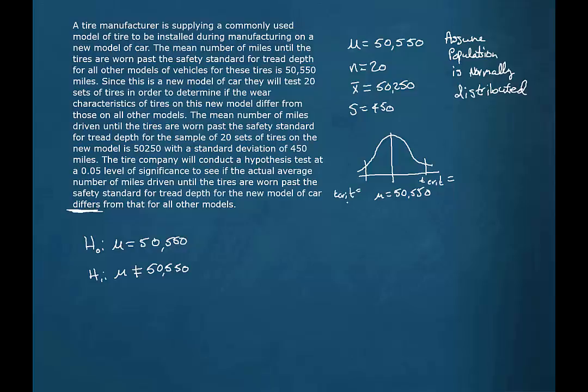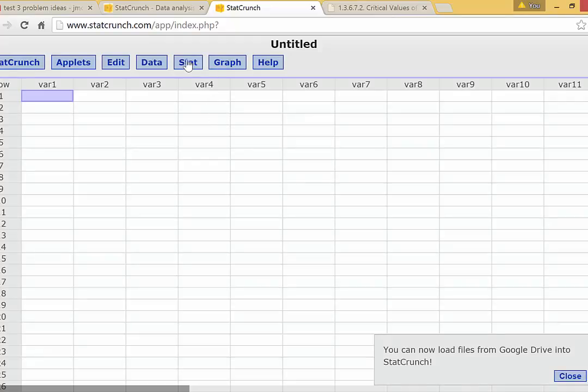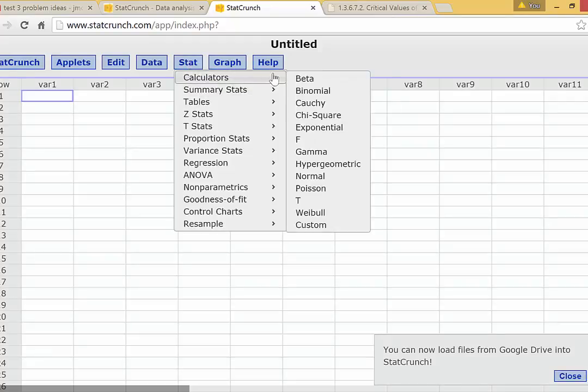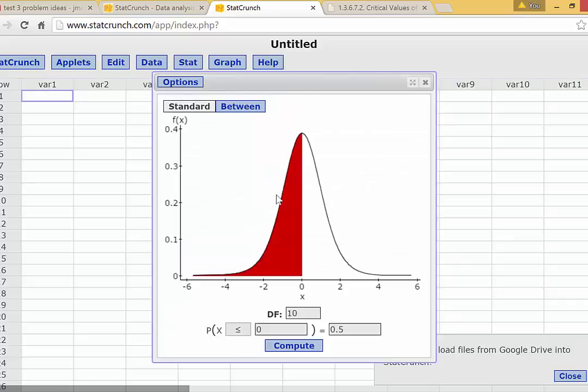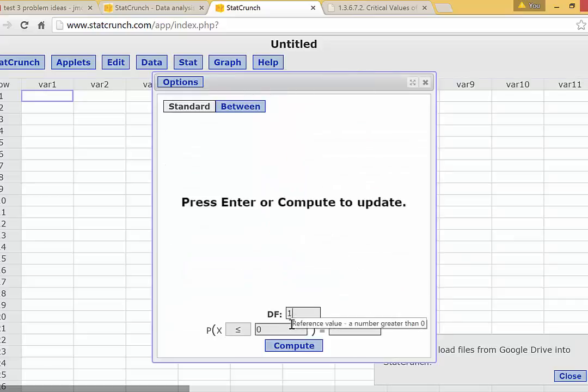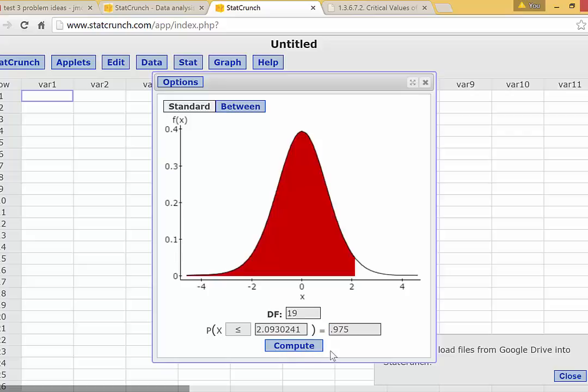So we can do that using StatCrunch or a table or our TI-84 calculator. Using StatCrunch, we'd click Stat, Calculators, T. We have a sample size of 20, so we'll have 19 degrees of freedom. Our alpha level is 0.05, and it's a two-tailed test, so we will put 0.975 in this area box here, like we did before, and click Compute, and we find a t-value of 2.093.